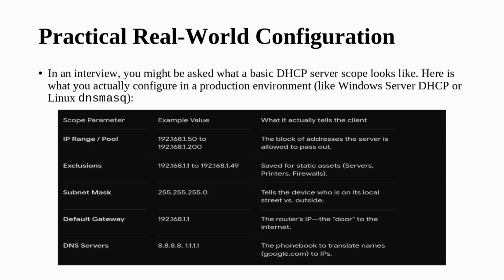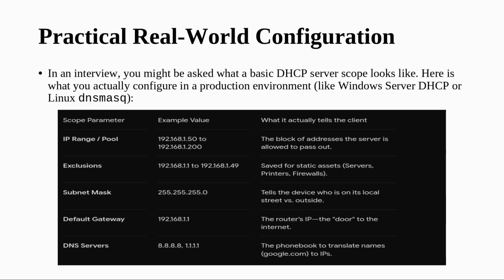Another is a real-world configuration. You must understand what the scope means. For example, the IP pool is 192.168.1.50 to 200. This is the pool that can be passed to the connecting devices. Another is exclusion. This is part of the scope: 192.168.1.1 to 49 is reserved for static assets, such as servers, printers, and firewalls. These are not used by ordinary electronic devices. So from 1 to 49, these are used for the static assets.